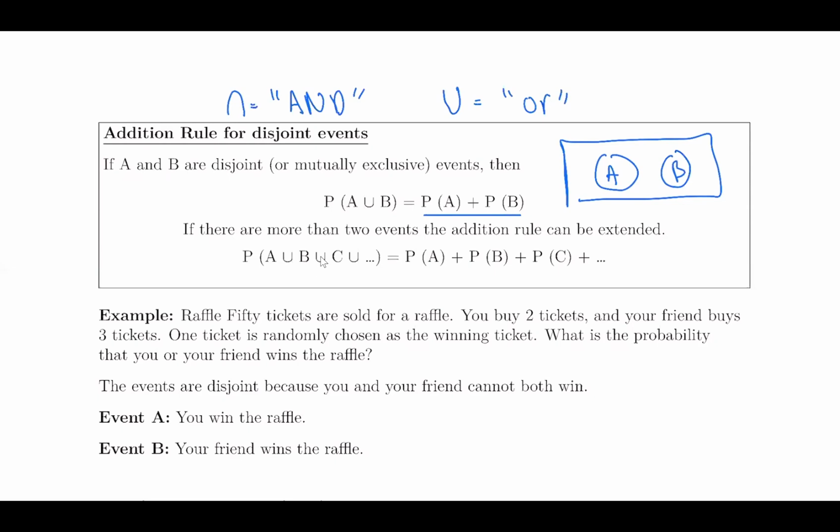So for the addition rule, it's not limited to just 2 events. We can actually do multiple events. Depending on how many mutually exclusive events we have, you can actually do multiple. So if we have 3 events and all 3 of them are mutually exclusive, if I want to find the probability of A or B or C, all I have to do is get the probability of A, add it to the probability of B, and then add that to the probability of C. So that's your addition rule when you have mutually exclusive or disjoint events.